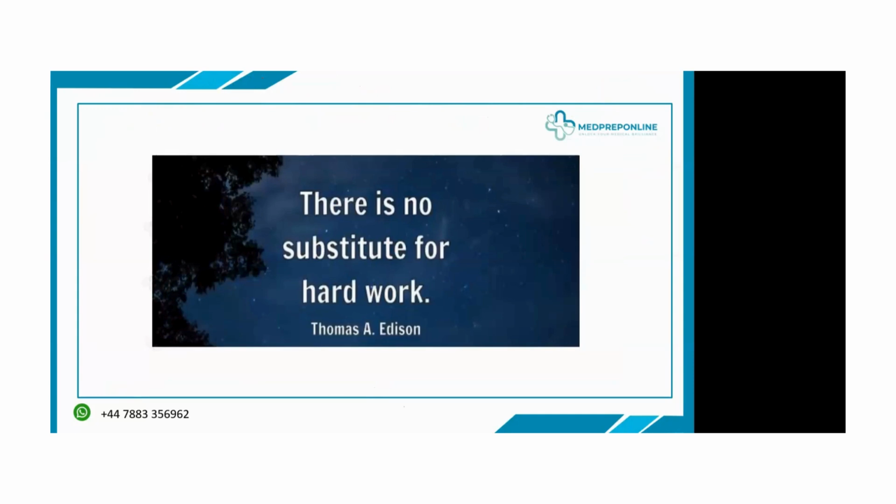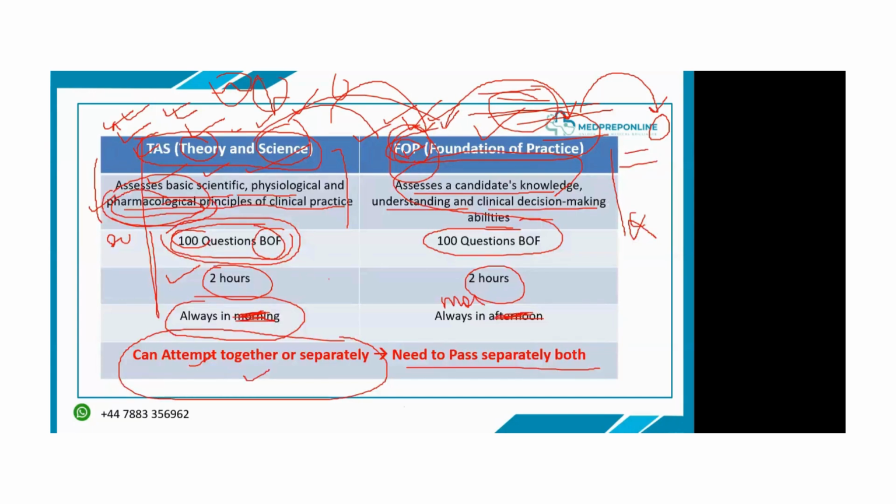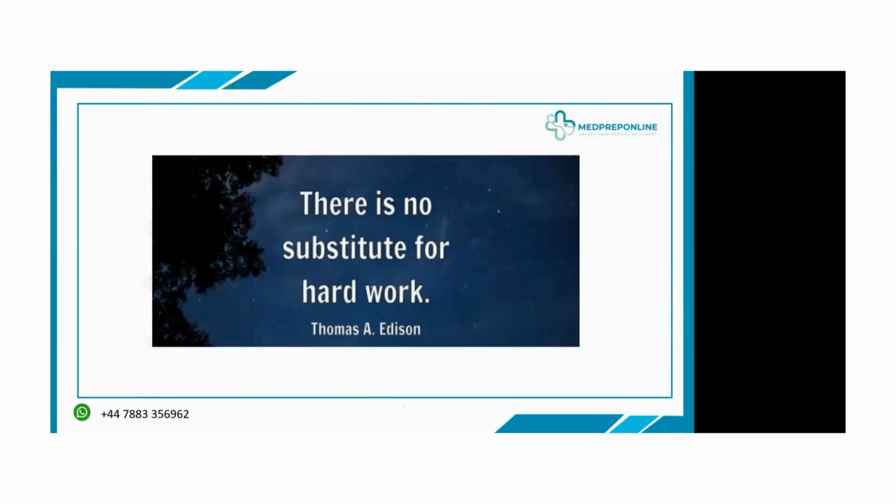Okay, BOF is basically best of 5 questions. I already explained that you will get a stem of about 3 to 4 lines of scenario. Then you will get 5 options, option A, B, C, D, and E. This is called best of 5. Among those 5 options, you have to choose the best in this scenario, whether it's diagnosis, investigation, or management.